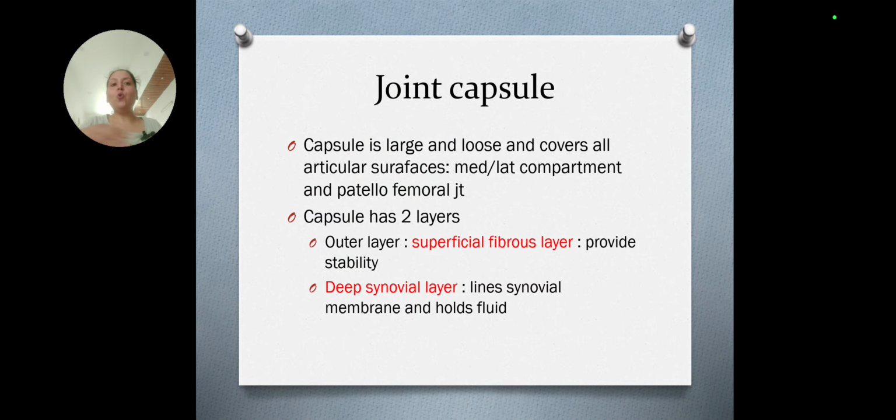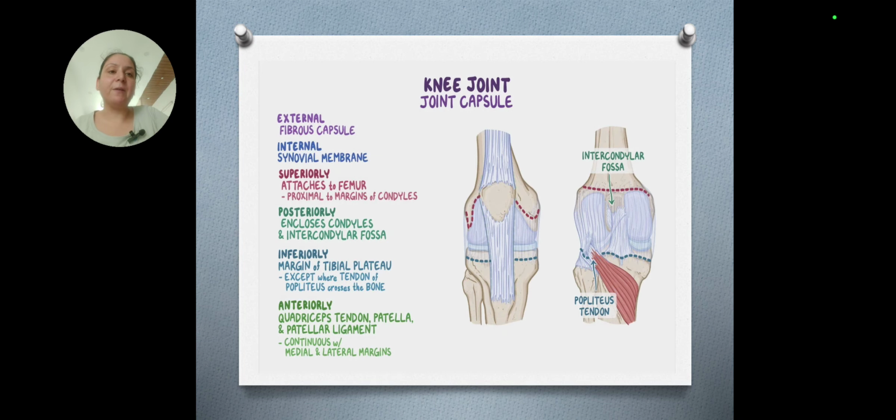Now let us go through. The capsule is large and loose and it covers all the articular surfaces. We will go through that in detail. In the medial and lateral compartments and the patellofemoral joint, the capsule has 2 layers. The outer is the superficial fibrous layer, which provides stability, and the deep synovial layer holds the synovial fluid and the synovial membrane.